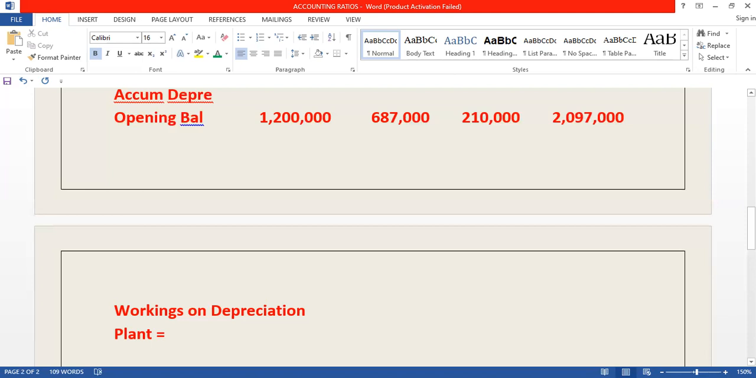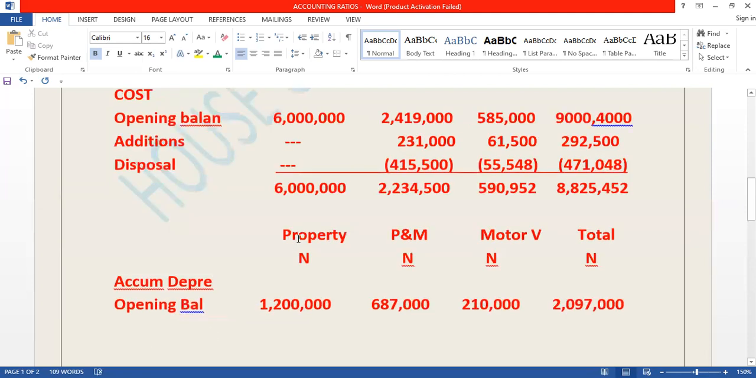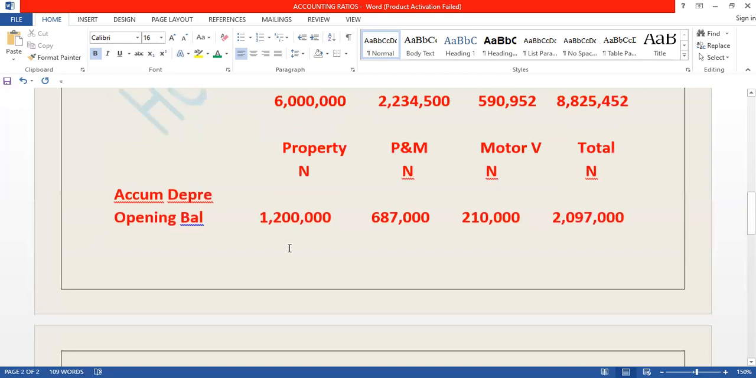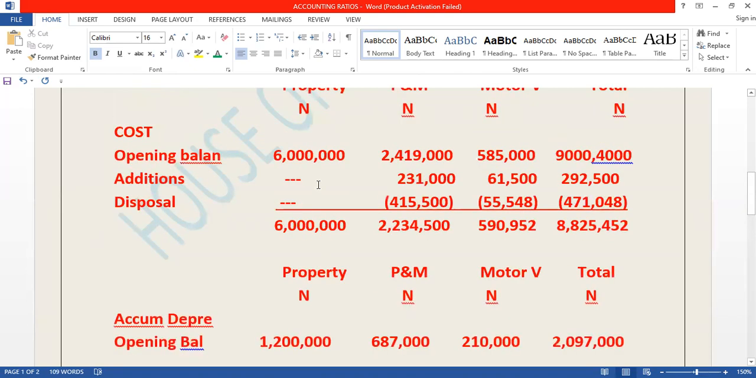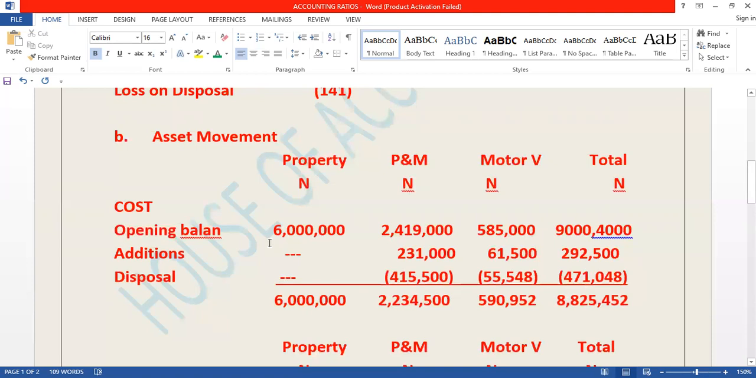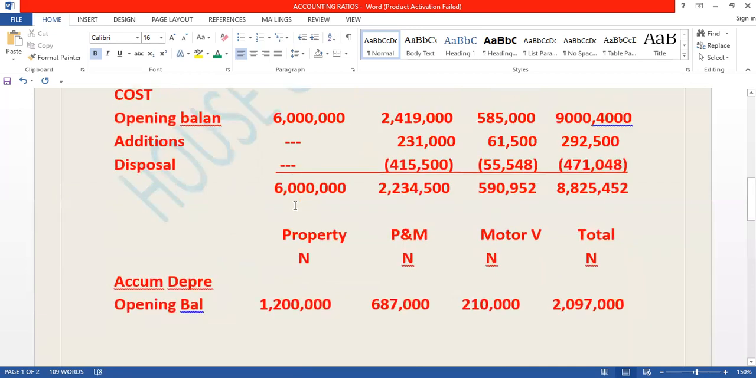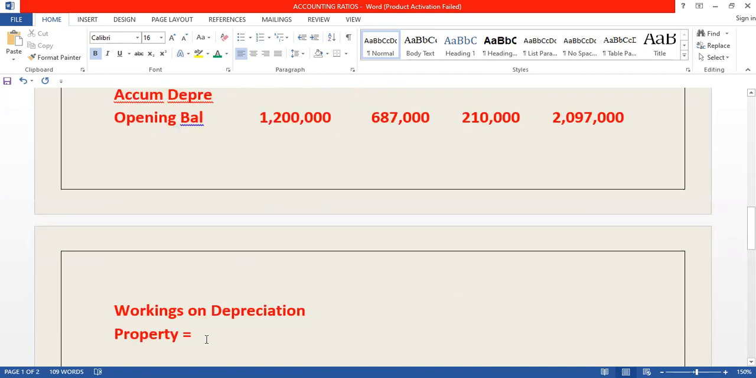Go back to the first thing we have done. What do you see here? 2,419,000. No, I mean this figure on the property, sorry. Not this. On the property is the first one. So how much is the cost of the property? 6 million. Okay.